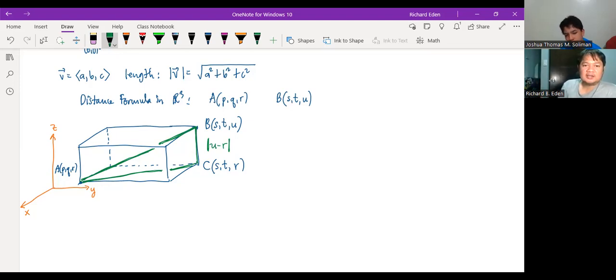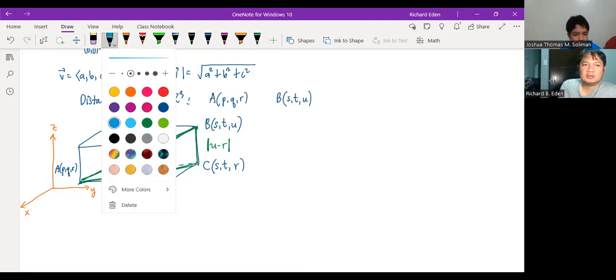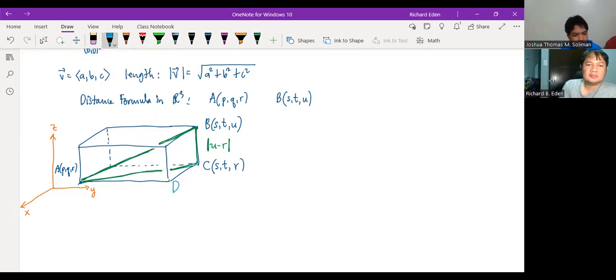All right, now as for AC, let's introduce another point, point D. Well, for coordinates, let's use the regular blue. Okay. All right, D. Just like A and C, it has the same z-coordinate R because they are all at the same altitude. Now, from A to D, that's travel along the y-axis. So it's a change of y-coordinate from Q going to, what's the y-coordinate of point D? What do you think?